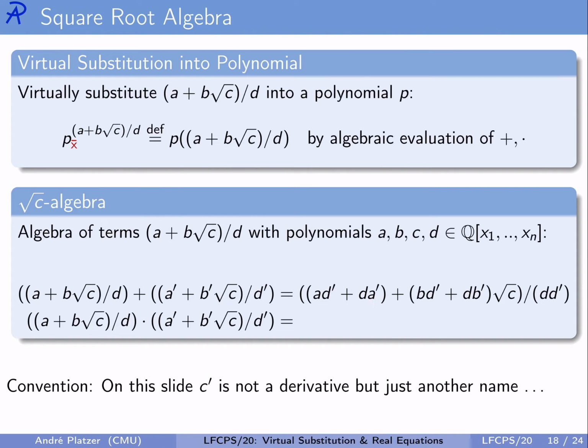Then we have the b times the d prime that we need here, and the b prime times the d that we need here, times square root of c, because they share the common factor square root of c, and the whole thing is now divided not by d or by d prime, but by the product d times d prime, which certainly is the right answer for that. So you just symbolically compute, in other words.